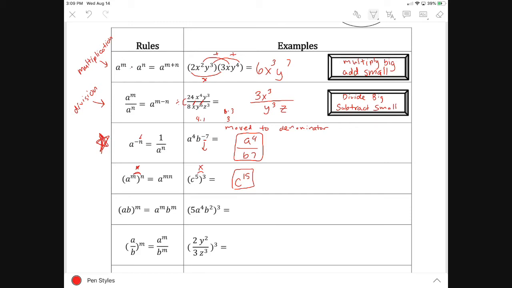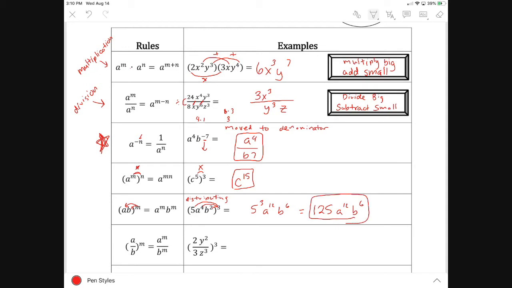Our next rule is ab up m. So we just distribute it in just the exact same way. So it's going to be a to the m and b to the m. So we're just distributing that 3 in when we're on this next equation. So our exponent 3 goes to 5, our exponent 3 goes to 4, and our exponent 3 goes to 2. So that gives us 5 to the 3rd, a to the 12th, and b to the 6th. Simplify that down a little bit more, and we get 125, a to the 12th, b to the 6th.